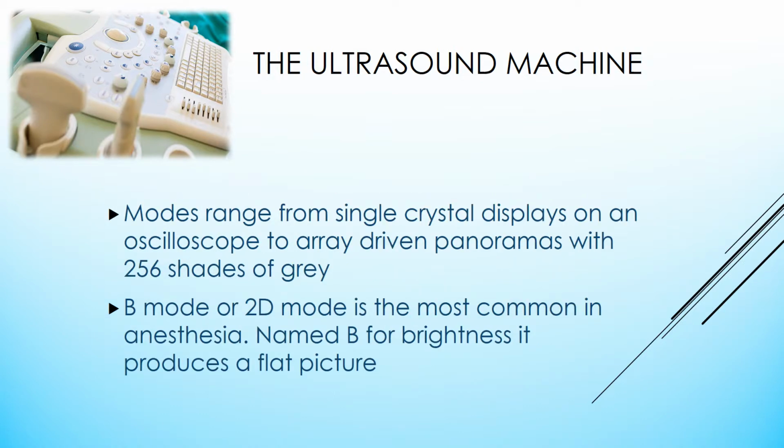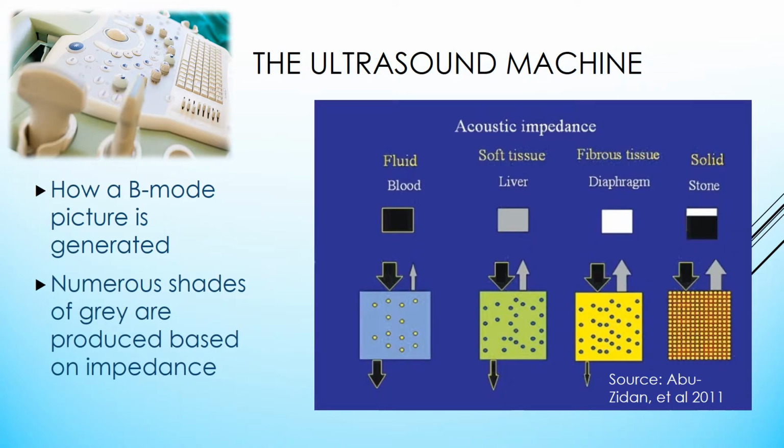Modes range from single crystal displays on an oscilloscope to array-driven panoramas with 256 shades of gray. B mode or two-dimensional mode is the most common in anesthesia. Named B for brightness, it produces a flat picture. How a B mode picture is generated. Numerous shades of gray are produced based on impedance.